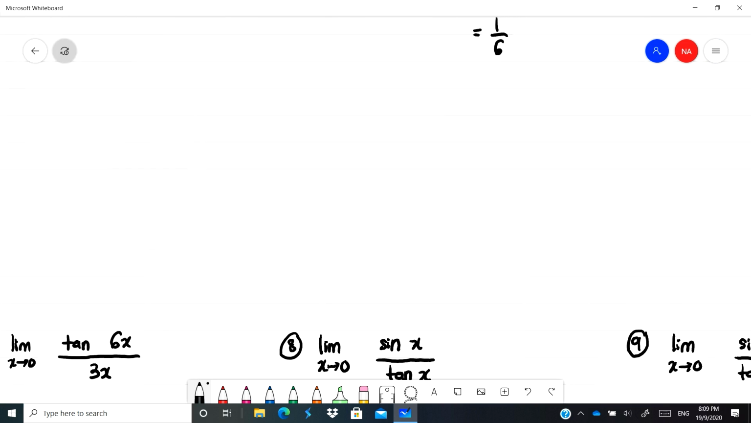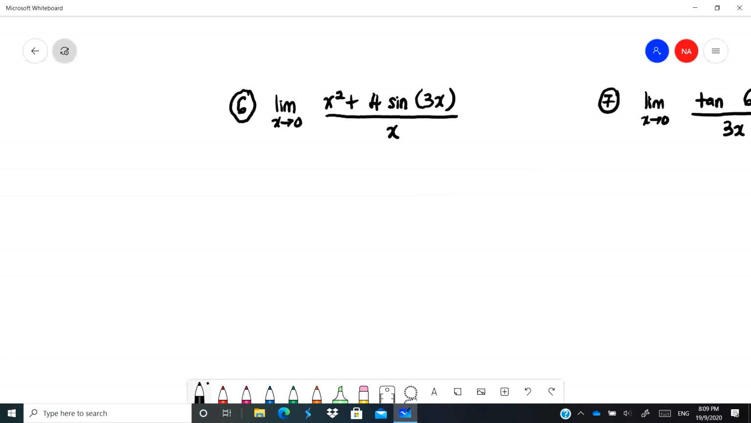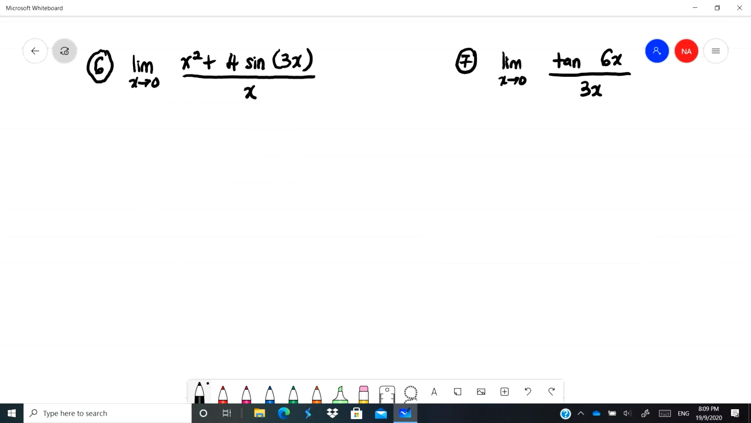Let's move on to number 6. We have something like this. If we try to substitute x with 0, we get a 0 over 0 case. So what you need to do is simplify these expressions first. We have limit as x approaching 0 of x squared over x plus 4 sine 3x over x.